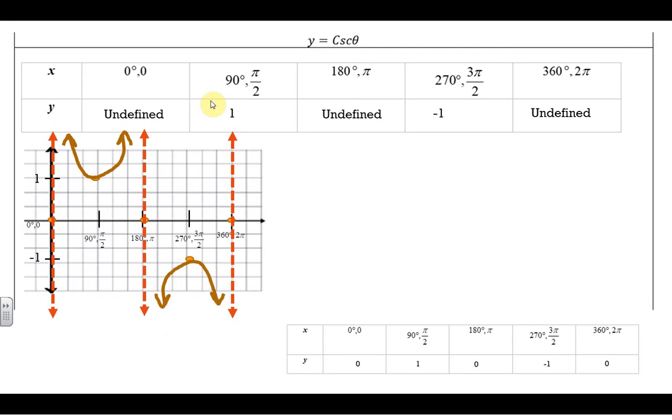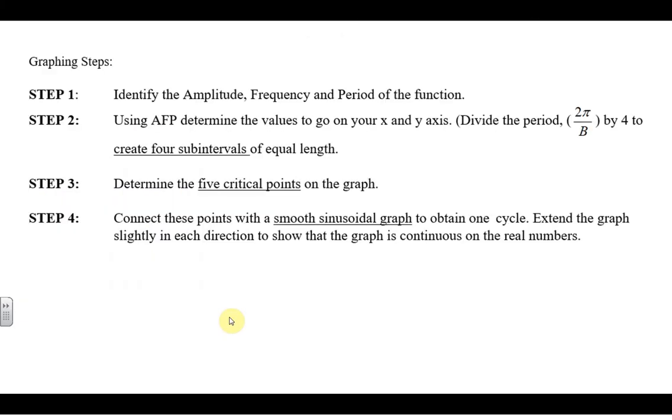What it is, you're going to have to draw the sine function that goes with it, and then using that, you base your cosecant off of that. You go up or you go down. So those are the basic flows. So now we're actually going to do an example. Here are your steps.